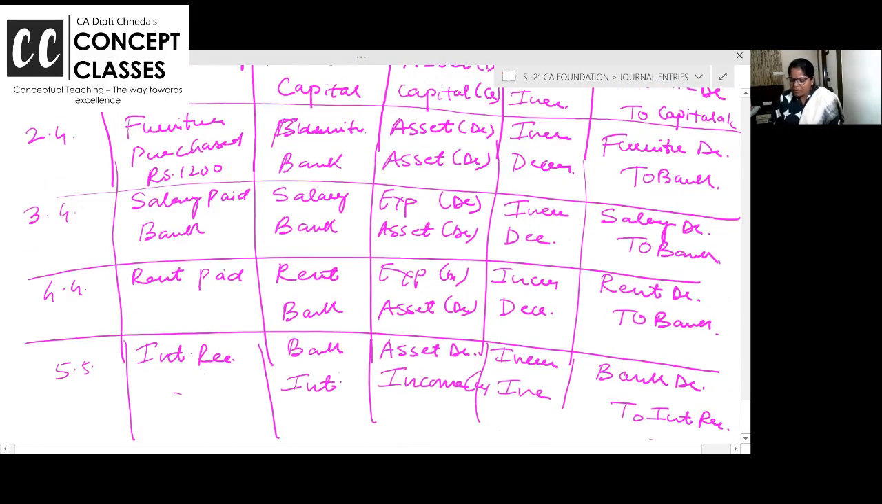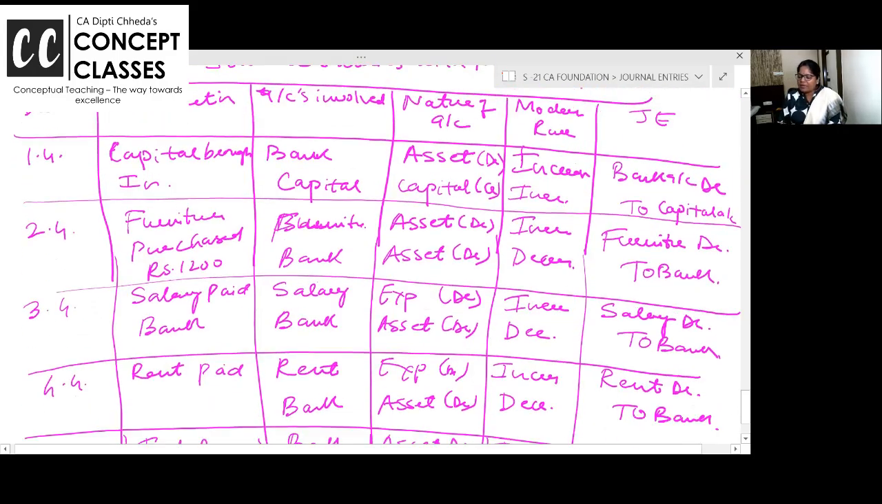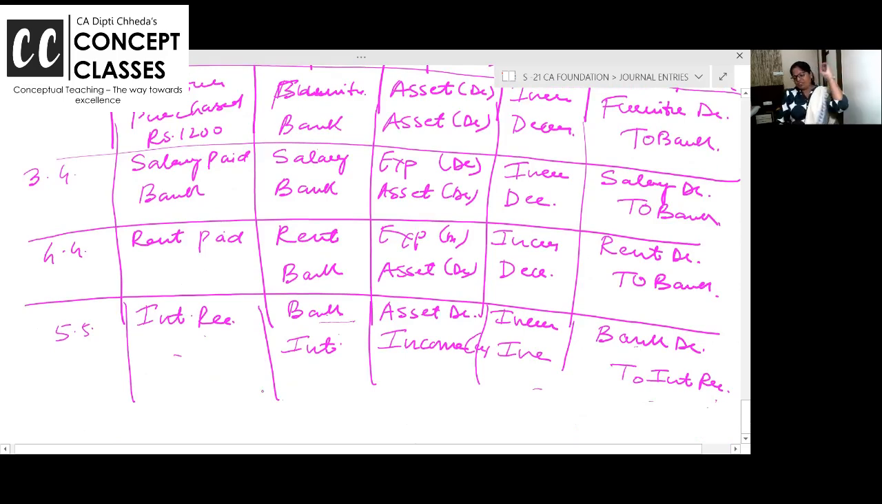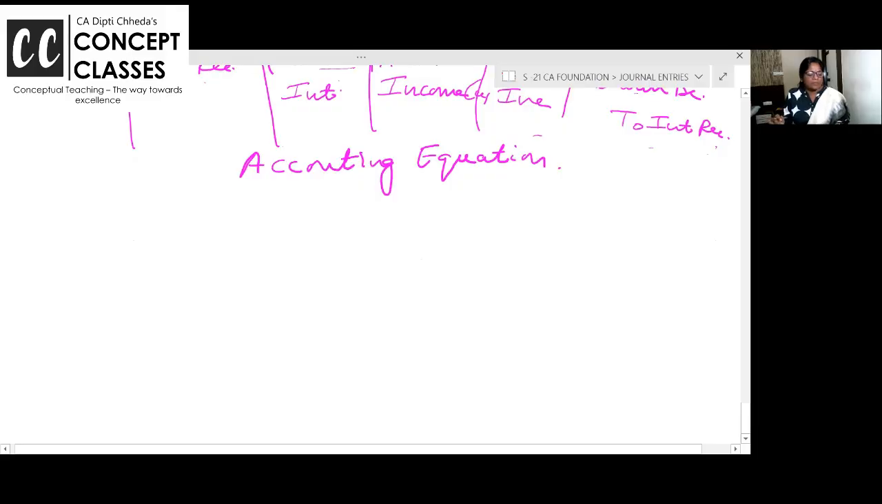Shall we do the modern and traditional approach? What is the nature of bank? They say debit the receiver. Bank is a receiver, debit. Interest is income, credit all incomes, and so on. So you can write journal entries with the modern approach or with the traditional approach. But yes, I want to do the equation for this. Correct? Shall we do the equation? Yes, we are doing the accounting equation. In the exam, you do it only if asked. Right now I am doing it for practice. Accounting equation.